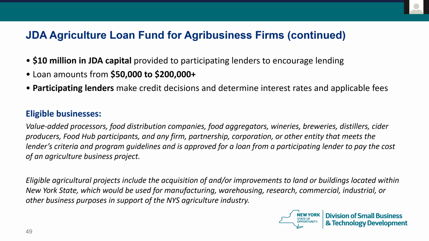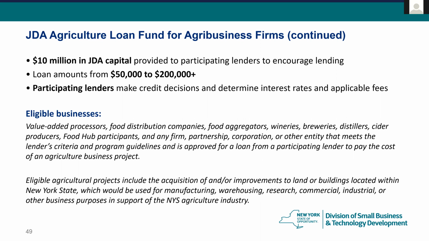The lenders are making the credit decisions and determining the interest rates and terms with their applicable fees. But these lenders have specifically been selected because they have very reasonable rates and very low fees. And most of these loans are generally going to be in 10-year terms. And again, those eligible businesses: food processors, food distribution companies, wineries, breweries, distillers, cider producers.